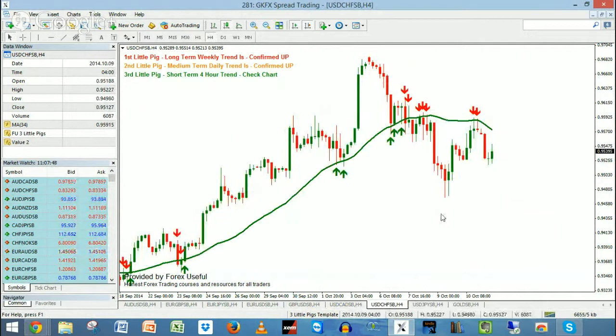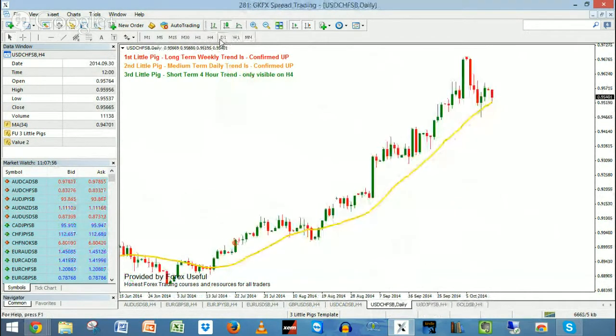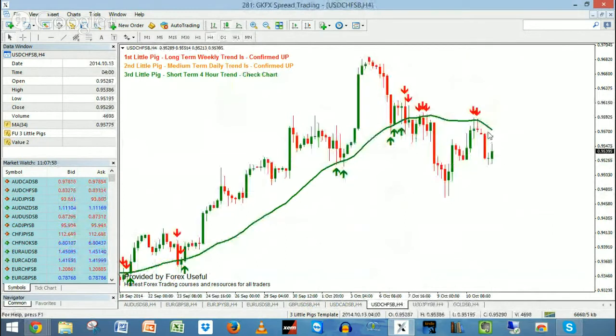USD Swiss, I covered this in the weekly report. I said I was waiting for a new confirmation here to go long. Clearly the weekly's up, daily's followed, and now nothing on the short side for us here for a little while, I suppose. So waiting for a close here above the moving average, and we'll get in on the USD Swiss yet again on the long side.